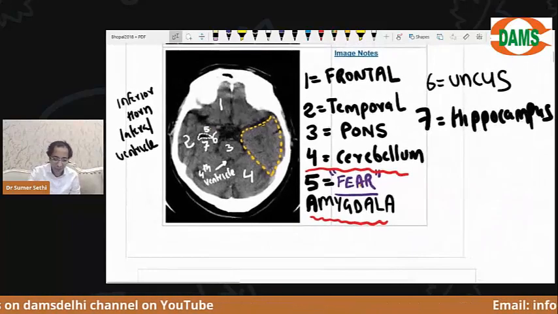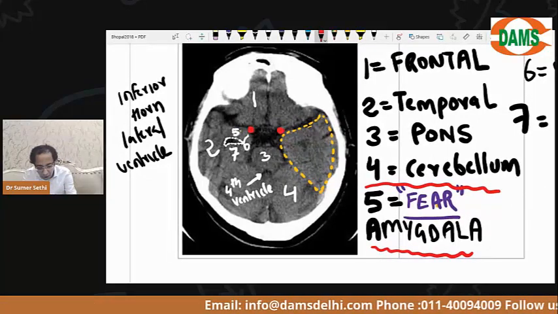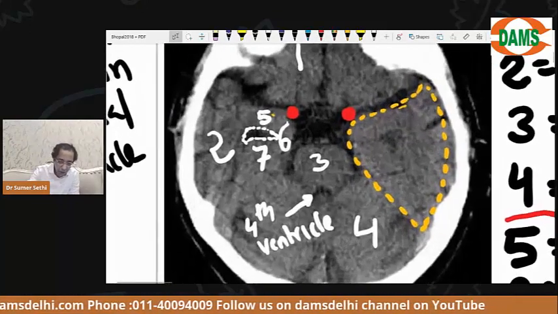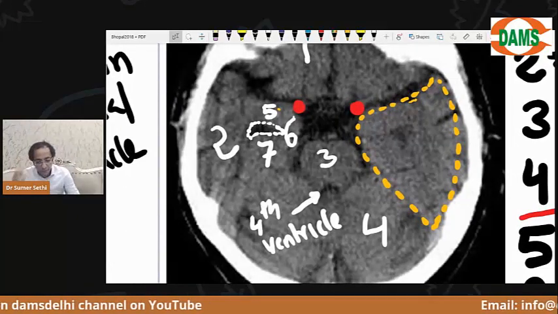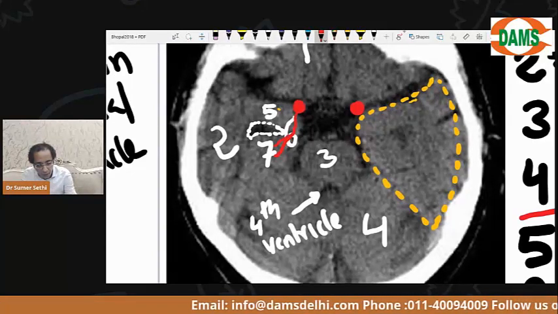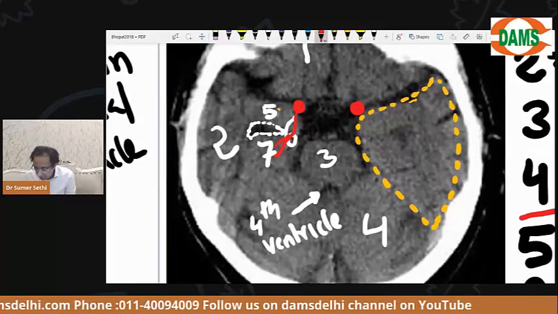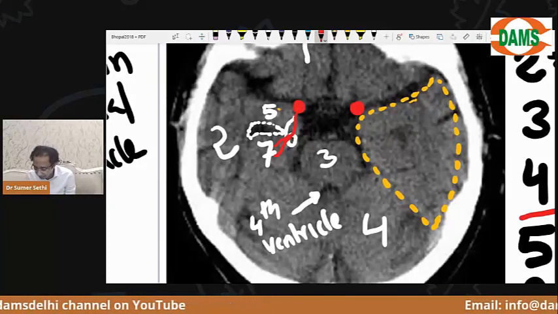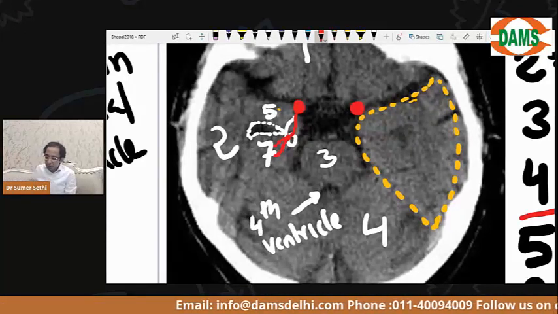Okay. Now let me tease you with anatomy. This is where you have your internal carotid artery. I'm increasing the size so that everybody can see. Internal carotid artery gives rise to a branch which gives rise to the blood supply to the hippocampus. Number 7 is hippocampus, the part in the medial temporal lobe, towards the back.